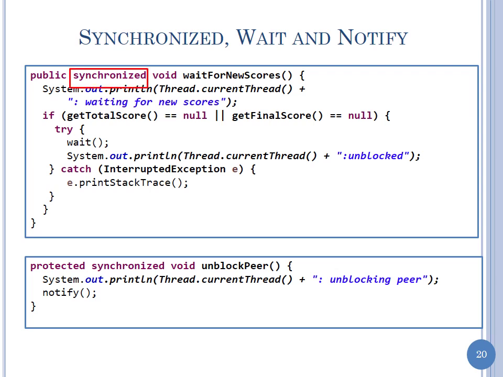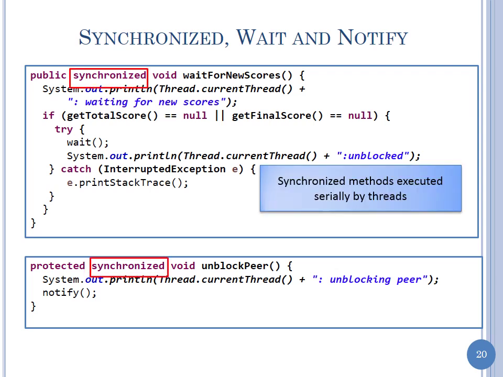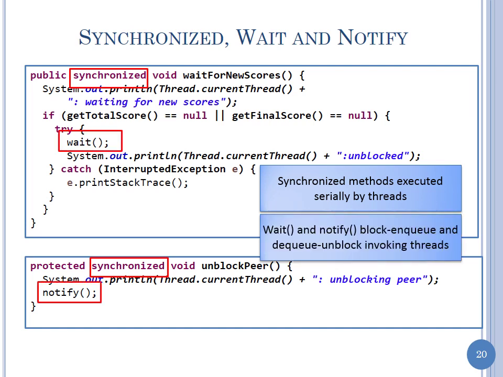So synchronized methods execute serially by threads, and wait and notify block or enqueue. Wait blocks and enqueues the thread, and notify dequeues and unblocks a waiting thread. We'll get into the more detailed semantics later, but this gives you the basic semantics and can get you started if you're actually writing a concurrent program right now.